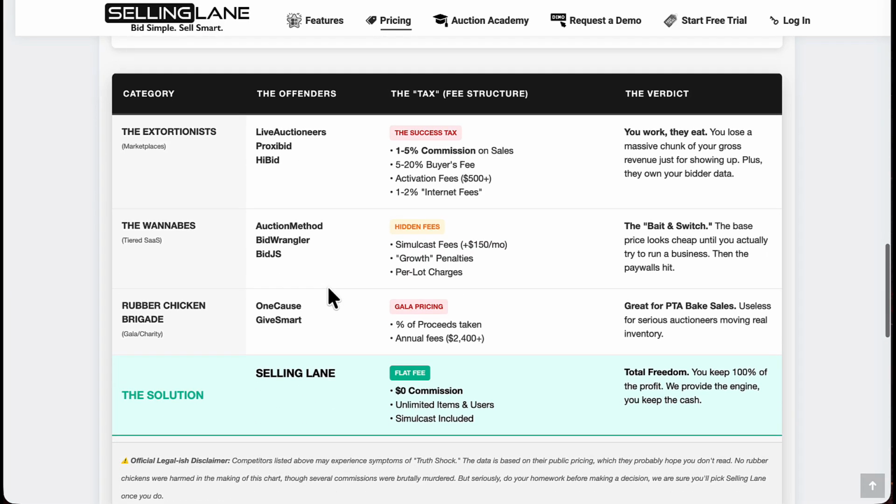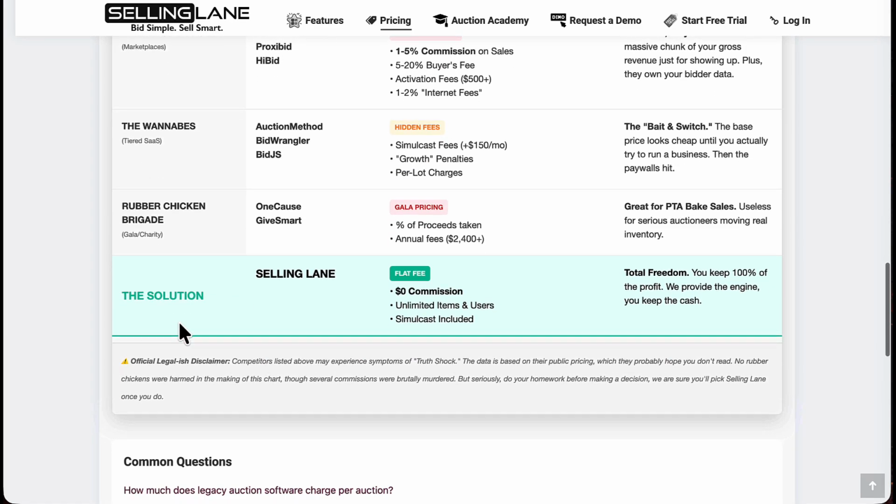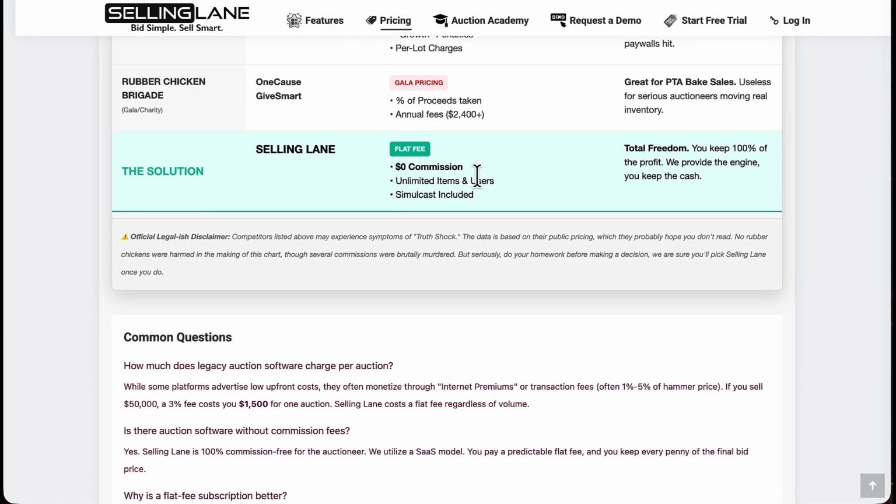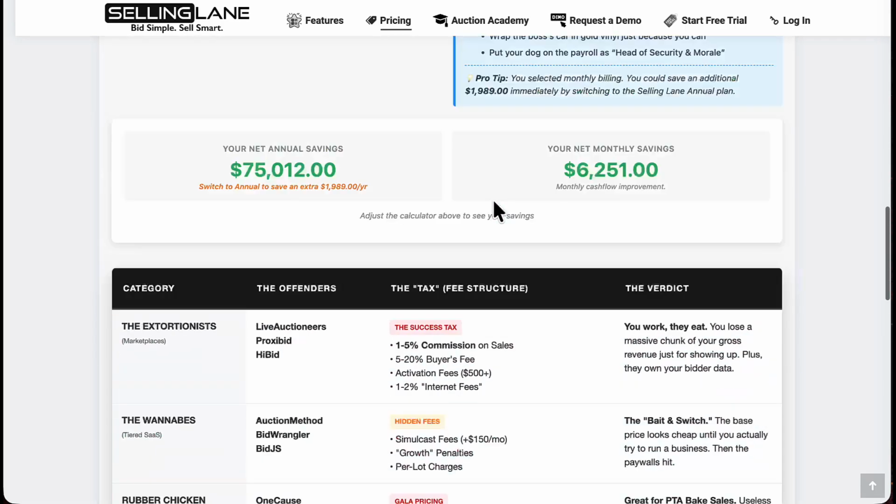Now, I've put some analysis on the bottom, and I'm trying to be funny here because it is a sort of comical what these companies are doing to you. I call them the auctioneers, the wannabes, and the rubber chickens. Take a look at this, because I think what you'll find is you'll end up wanting to go with the solution, which is Selling Lane, which is a zero commission auction platform. We charge a flat fee monthly, and that's all you're going to pay.